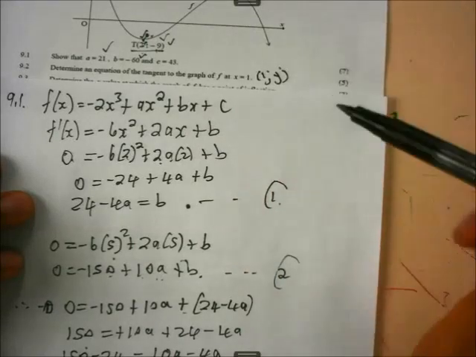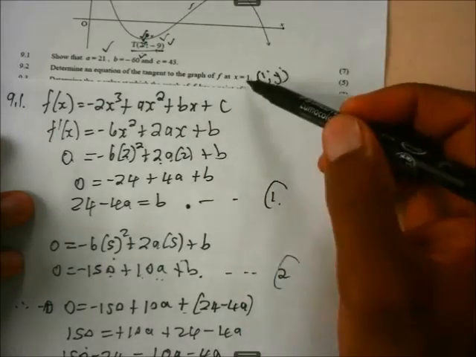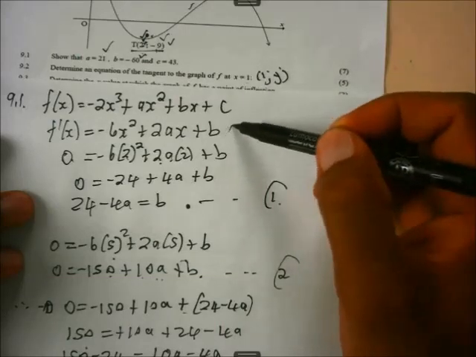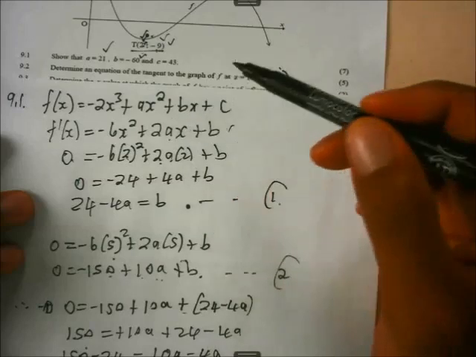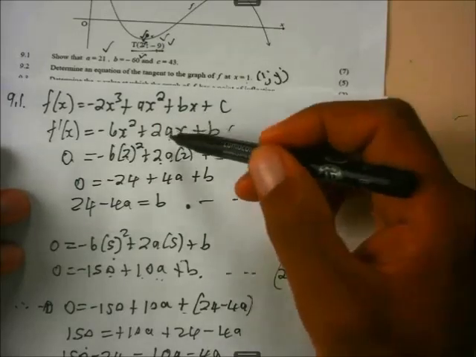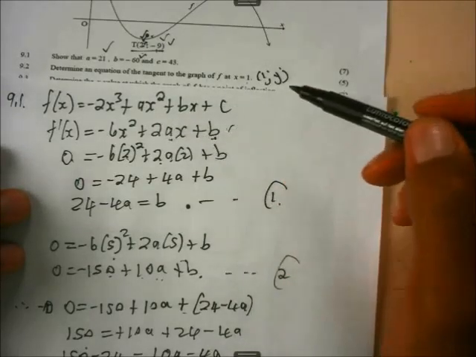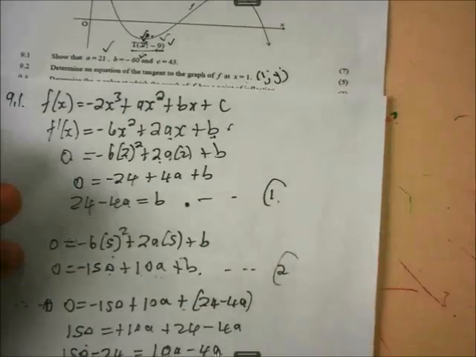And also you need the gradient at that point. It means you must also take 1 and substitute it in the derivative, where a is 21 and b is minus 60. The value that we get there will be the gradient.